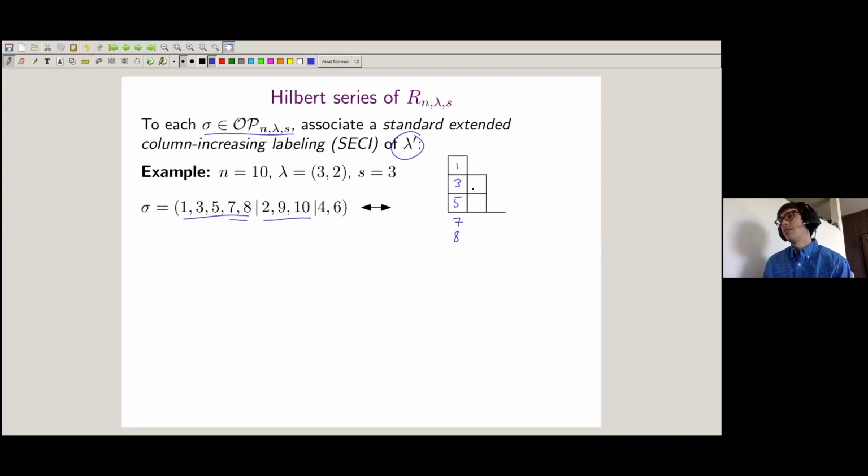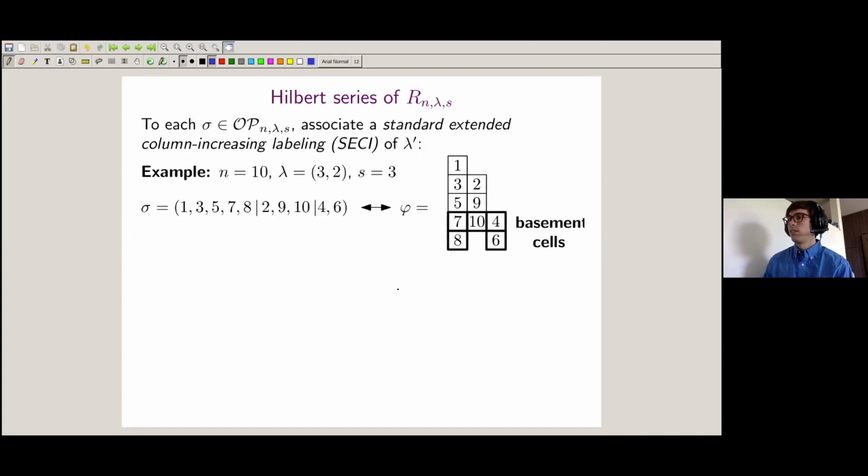And then the 2, the 9, and the 10, the 10 spills out underneath, and the 4 and the 6 start out beneath. And for all of those that spill out underneath, I'm just going to put them into their own cell. I'll call these the basement cells. Each of them gets their own basement cell.